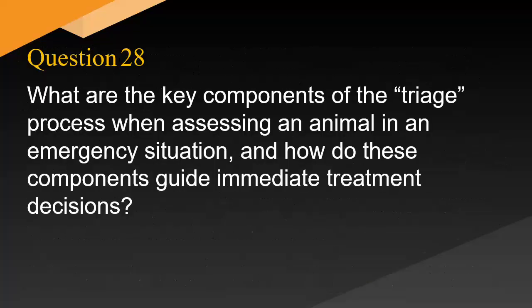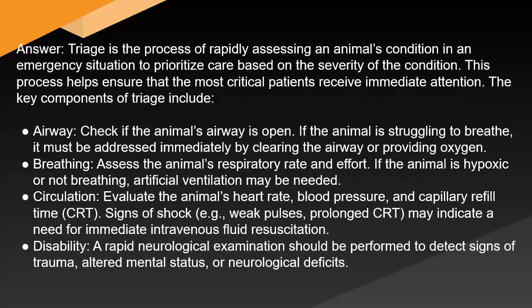What are the key components of the triage process when assessing an animal in an emergency situation, and how do these components guide immediate treatment decisions? Answer. Triage is the process of rapidly assessing an animal's condition in an emergency situation to prioritize care based on the severity of the condition. This process helps ensure that the most critical patients receive immediate attention.